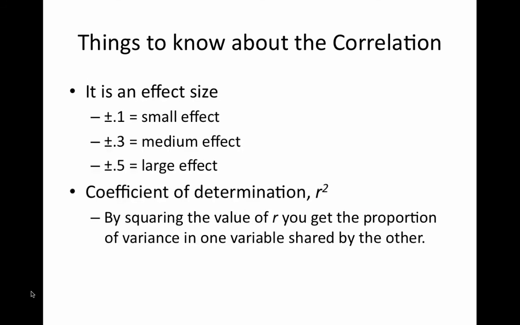Things to know about the correlation. It is an effect size. Plus or minus 0.1 is a small effect. Plus or minus 0.3 is a medium effect. Plus or minus 0.5 is a large effect. The coefficient of determination, r squared. By squaring the value of r, you get the proportion of variance in one variable shared by the other.